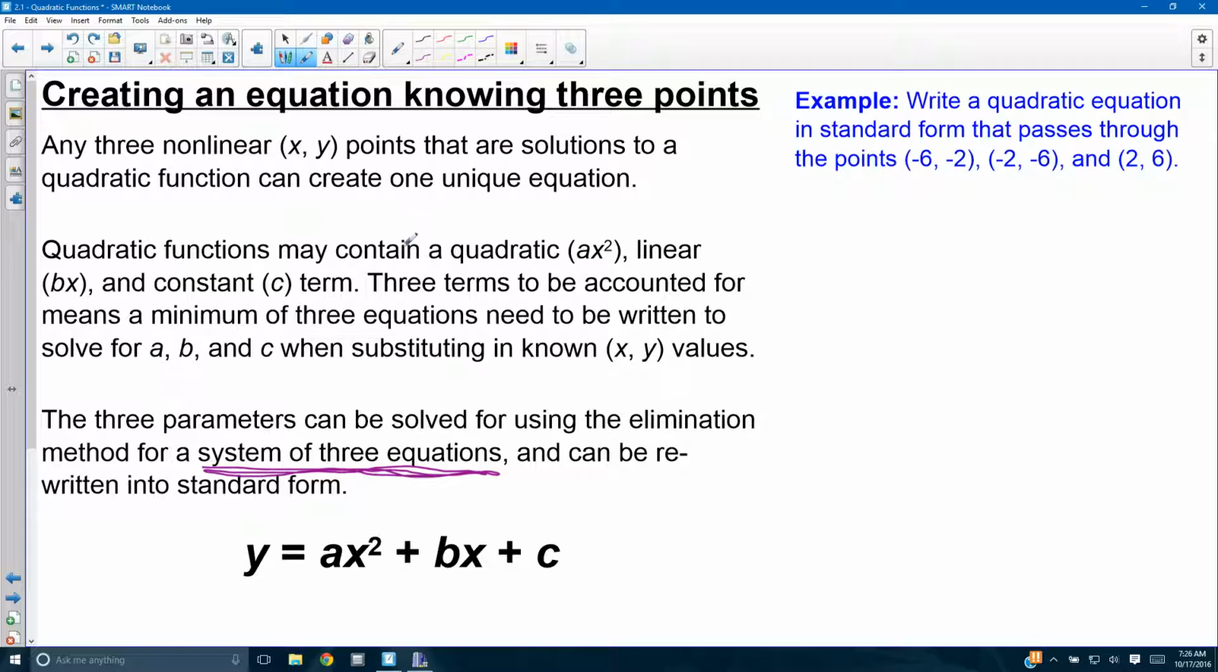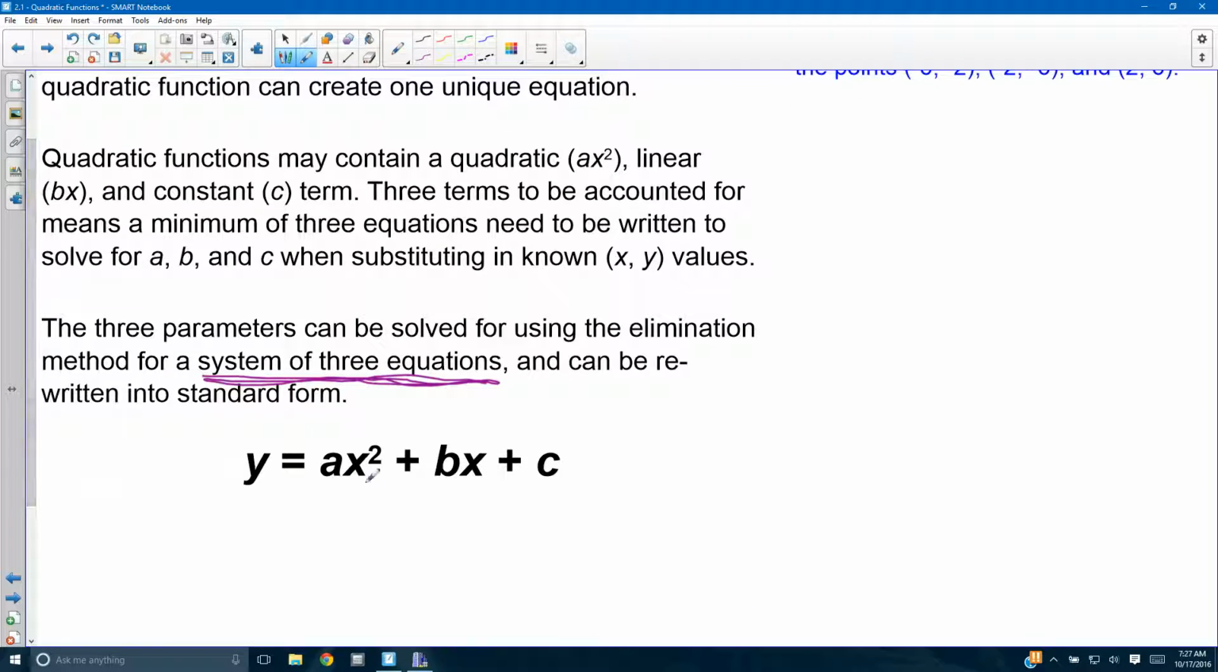Okay. Quadratic functions may contain a quadratic, linear, and constant term. 3 terms to be accounted for means a minimum of 3 equations need to be written to solve for A, B, and C when substituting in known x, y values. What the heck does that mean? Well, we have quadratic equations in standard form that look like this, ax squared plus bx plus c. Well, what if you knew 3 points? What if you knew x was this, y was that, and you knew 3 different ones? We could substitute those for x and y. Now, we wouldn't yet know what A, B, and C were. We'd have to solve for them. But it's impossible to solve for A, B, and C unless you have 3 different equations for it. We're going to be doing exactly that.